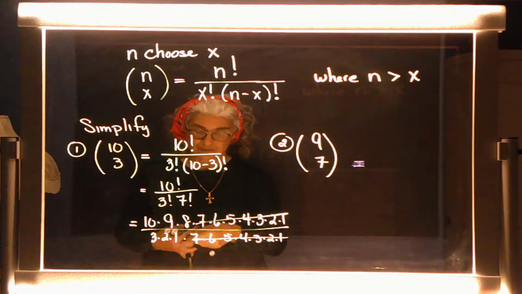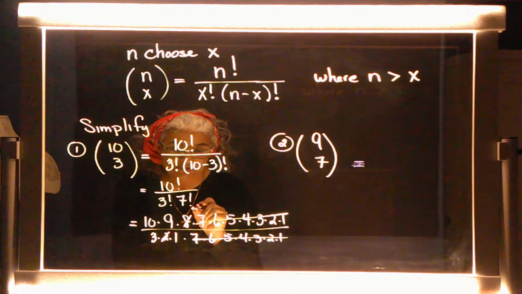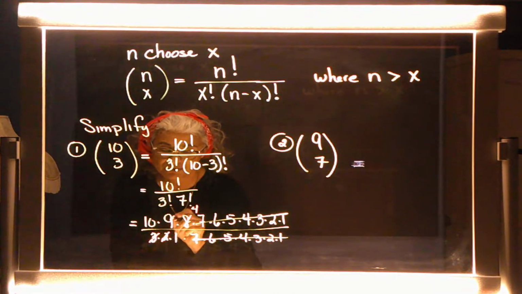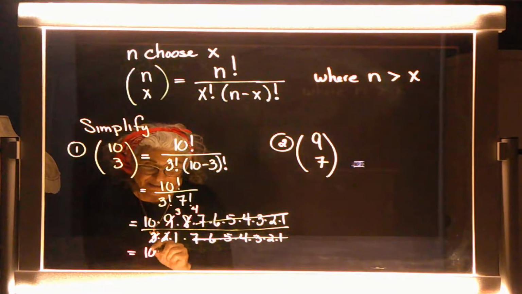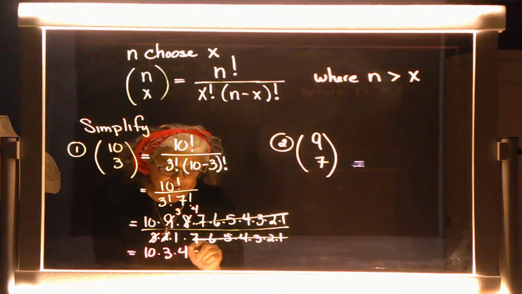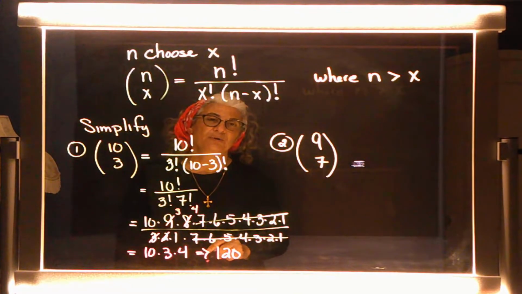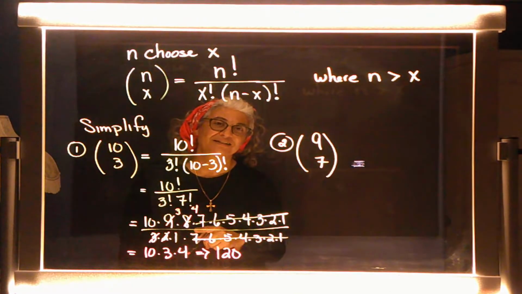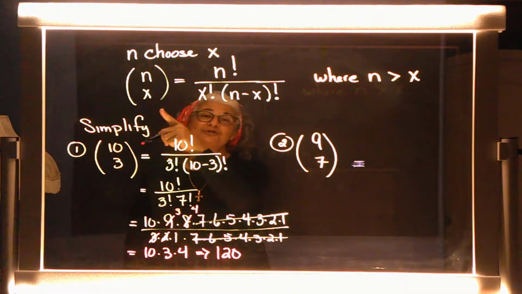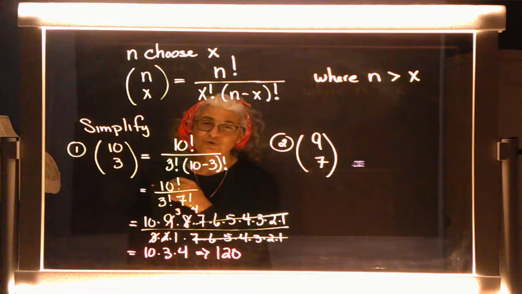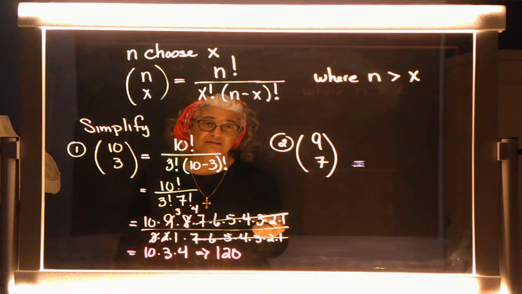Right? But you know what else I notice? I'm canceling the 2 and the 8, which gives me 4. I'm canceling the 3 with the 9, which gives me 3. So in actuality, I'm multiplying 10 times 3 times 4, which equals 120. Like, wait, what? Rewind it. Factorials are fun, especially when you're dividing, especially when you're doing n choose x, because there's a whole lot of canceling happening here that makes it very easy for us to work with.